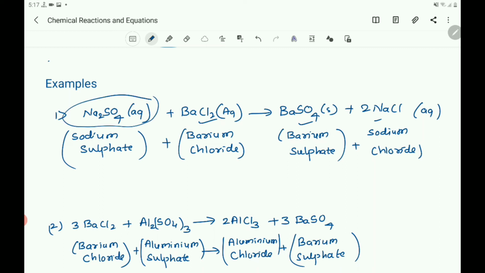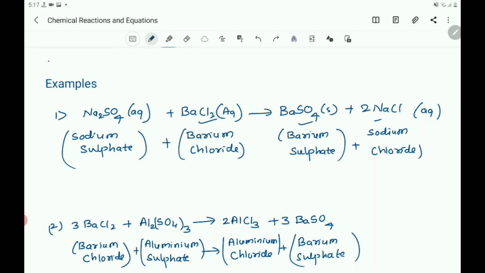Na2SO4 reacts with BaCl2 and gives barium sulfate, that is BaSO4, and 2NaCl. Here the Na2SO4 is exchanged as BaSO4. Here Na and Ba ions are exchanged, and SO4 and Cl2 are exchanged.